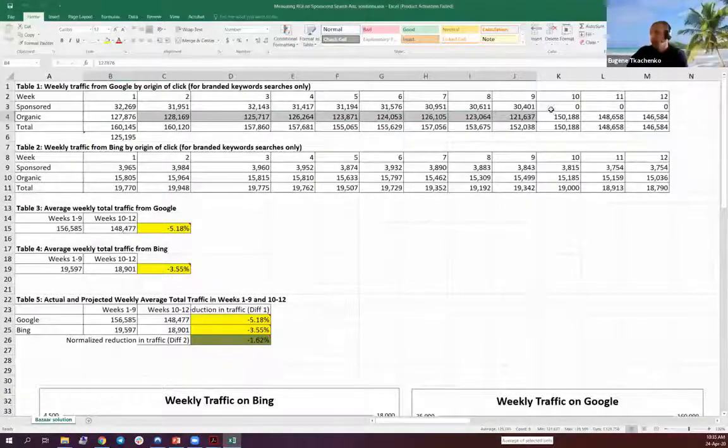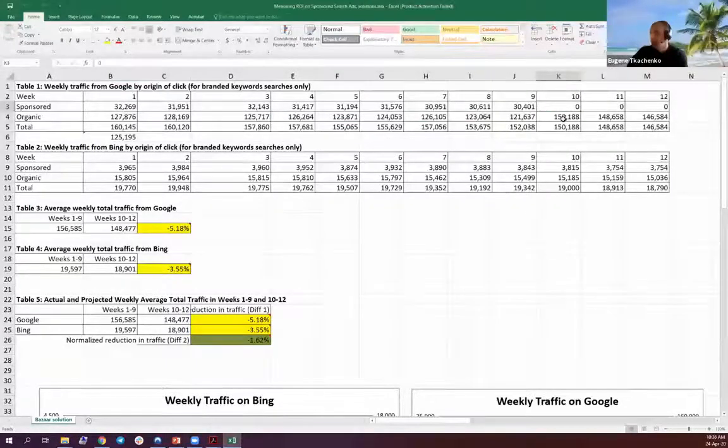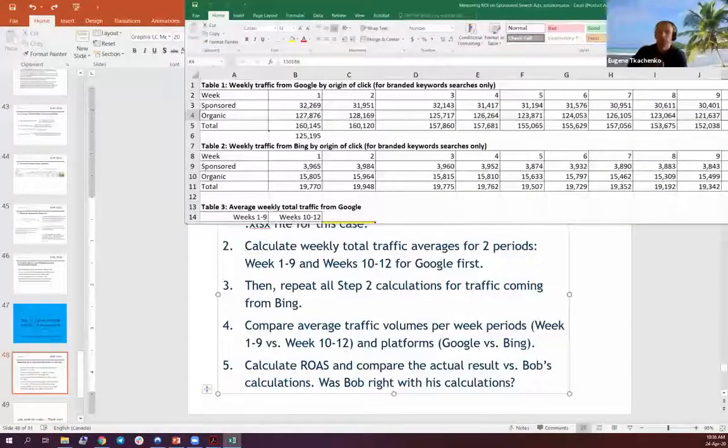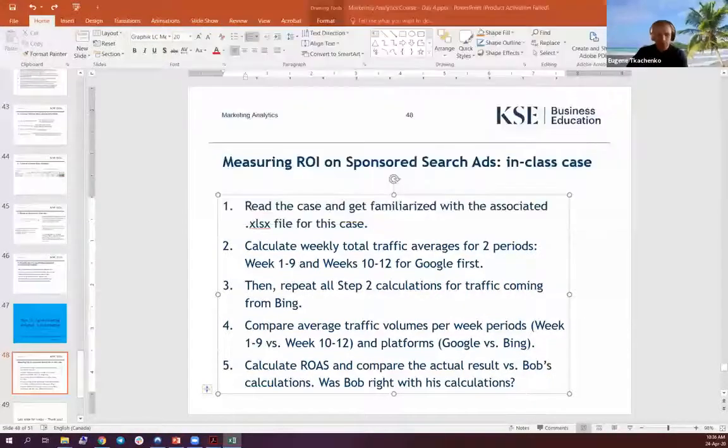But when we are comparing the numbers for week, taking the averages for organic traffic for Google for weeks 10 and 12, we are seeing that the average number is approximately 148.4 thousand clicks, which makes us wonder if there is any difference in the way Bob is assuming those numbers, first of all, originating, and secondly, the attribution of sponsored clicks to organic clicks. Is it accurate to assume, or is it not? Is it completely inaccurate to assume?